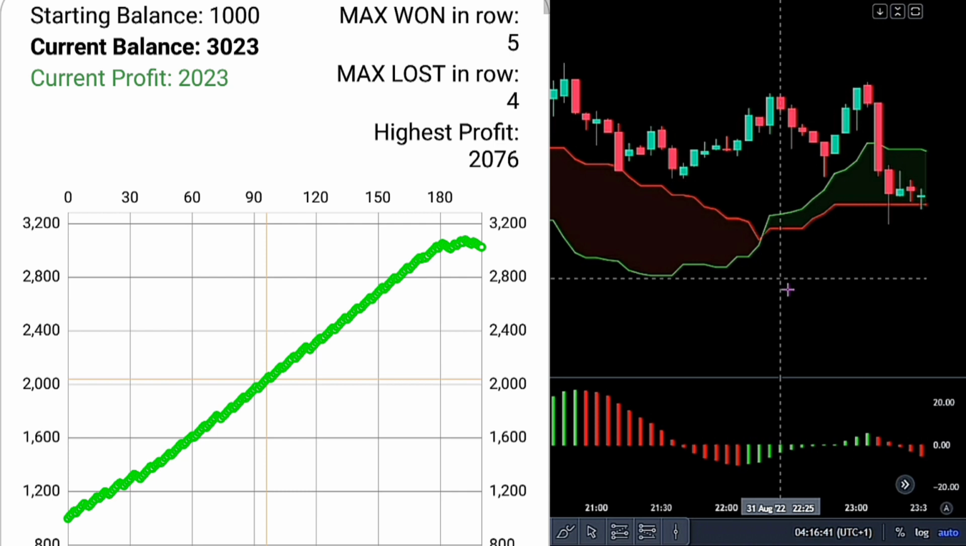The profit factor for this strategy is looking good, I guess. And we had 5 wins in a row against 4 losses in a row. So yeah, I'm definitely happy with these results.